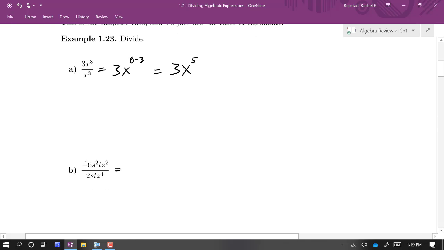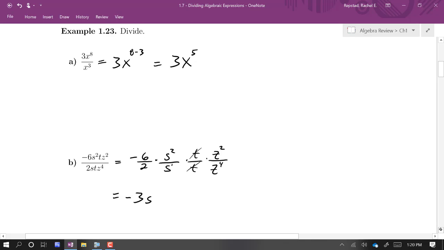Similarly here, there's no addition or subtraction, so I'm just going to work on using the rules of exponents, and sometimes we can make things a little bit easier for ourselves if we just organize. I'm writing it this way just to make it more apparent how I need to approach this. So to begin with, negative 6 over 2 is a negative 3. S squared over s to the first is s. The t's just cancel. And then I've got z squared over z to the 4th.